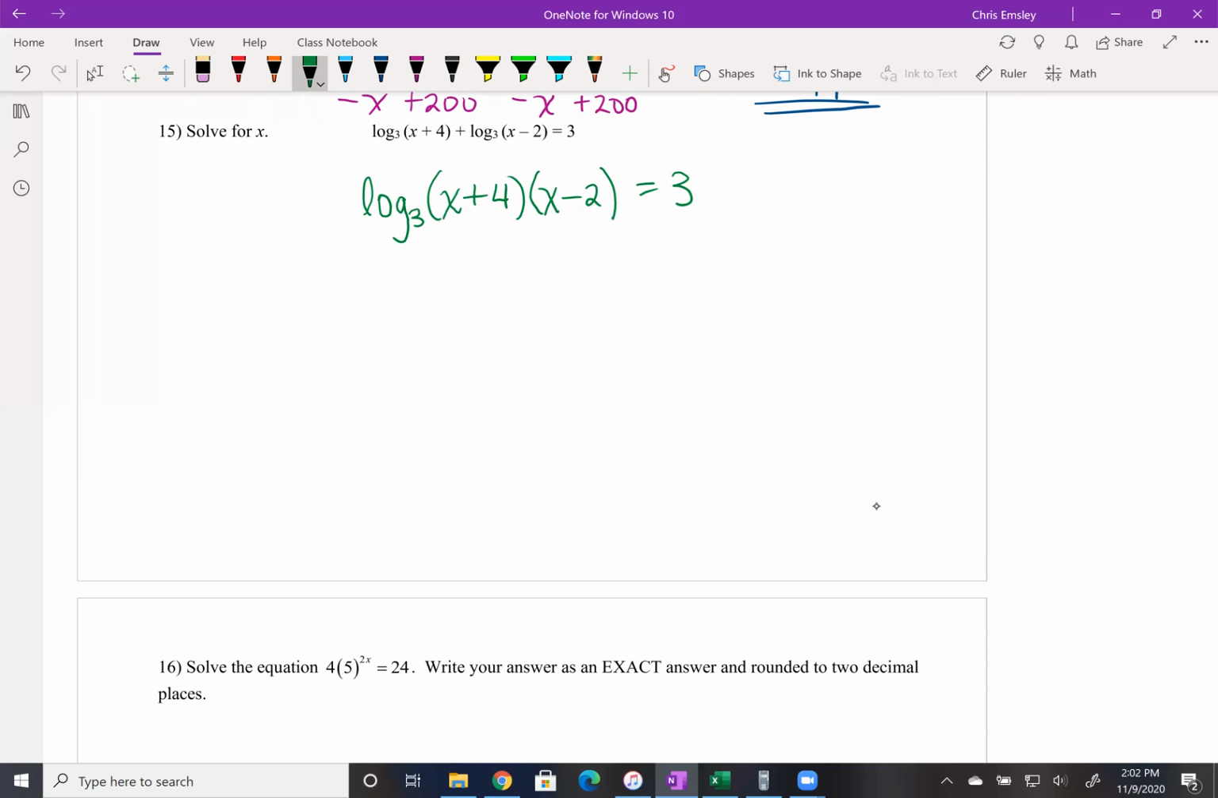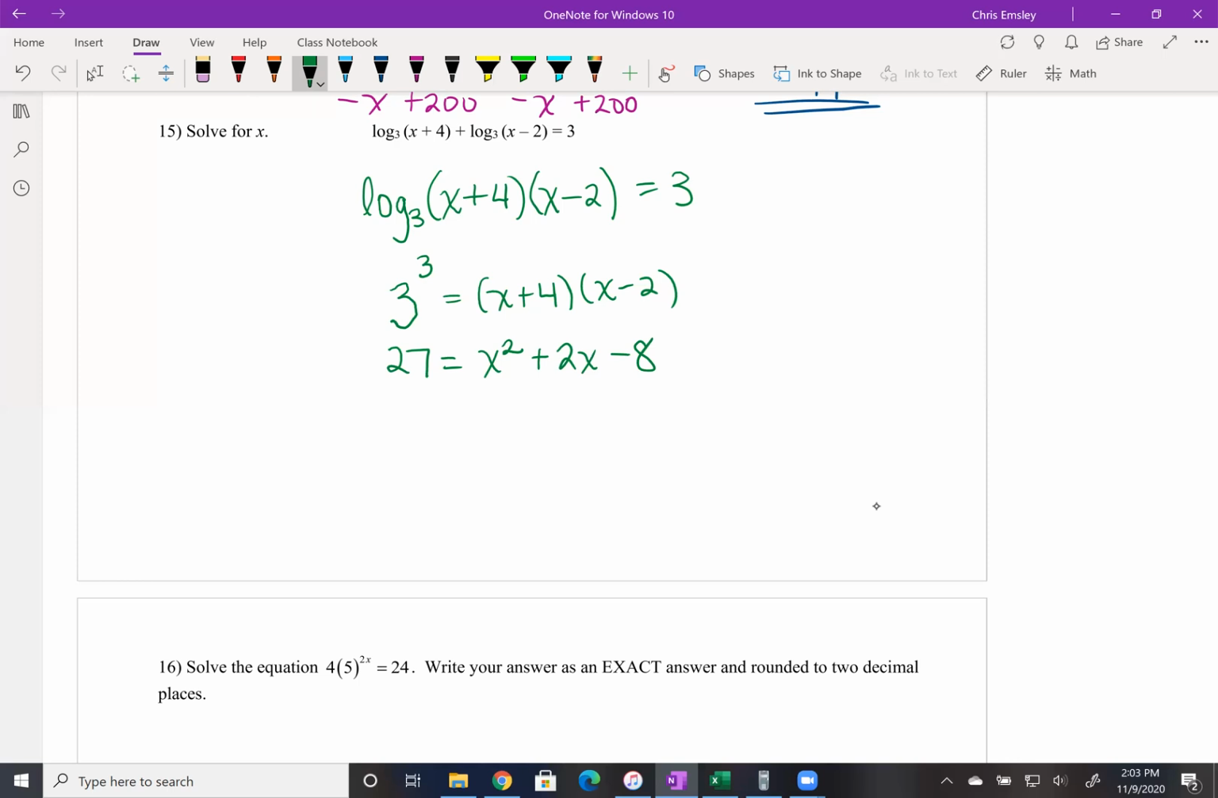Combine your logs, then rewrite into exponential form using the definition of logarithm. So the little number, the subscript, that is your base. The answer from the logarithm becomes your exponent, and you set that equal to your logarithm argument. It's using the definition. 3 cubed is 27. And we'll need to go ahead and FOIL multiply this out. So we get x squared, a minus 2x and a plus 4x, and minus 8. We now have a quadratic equation.